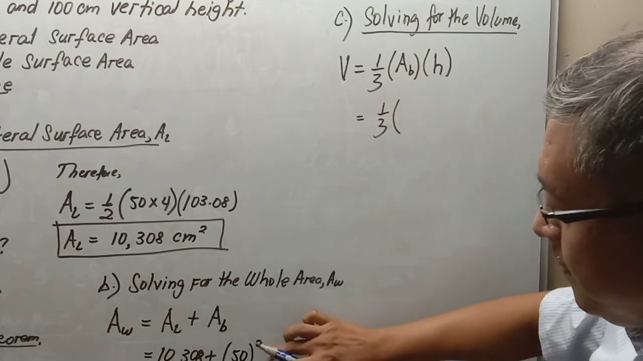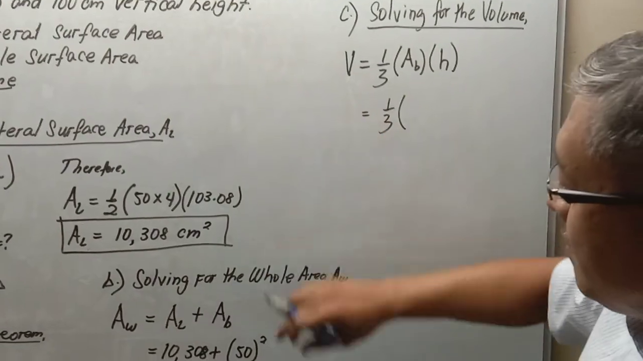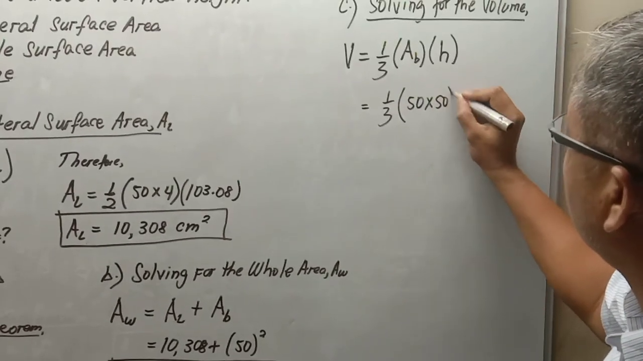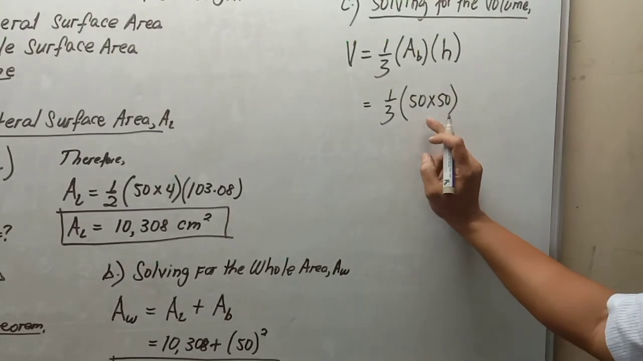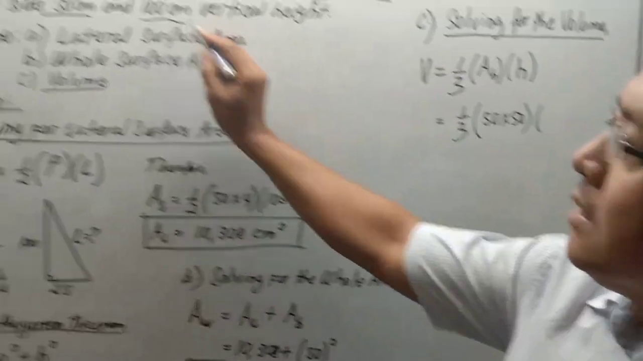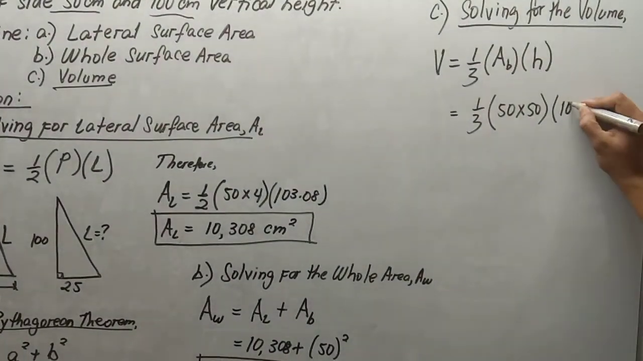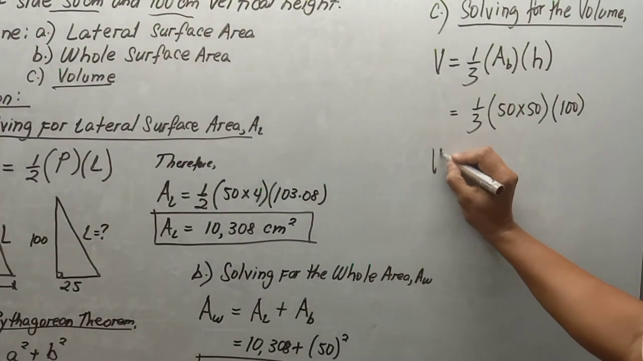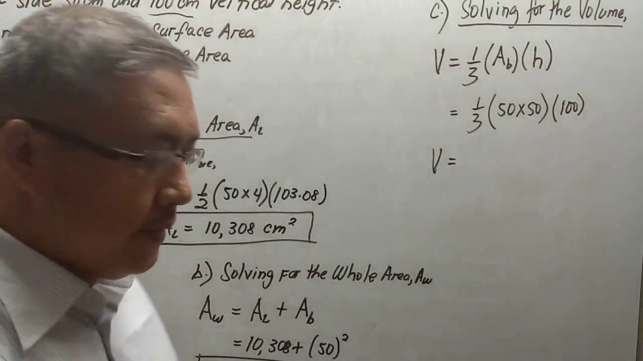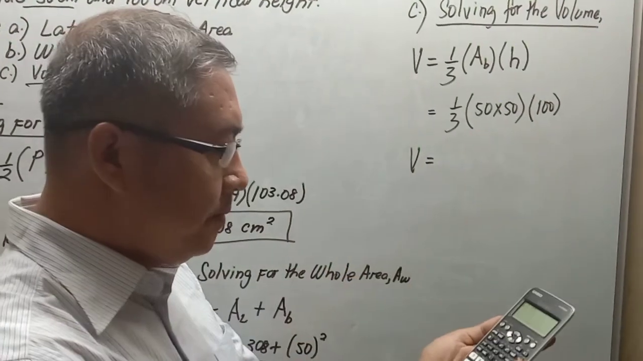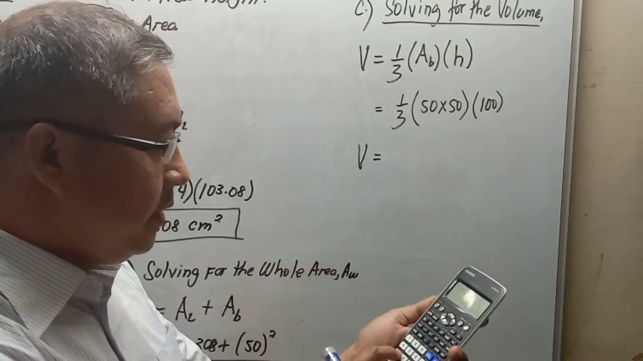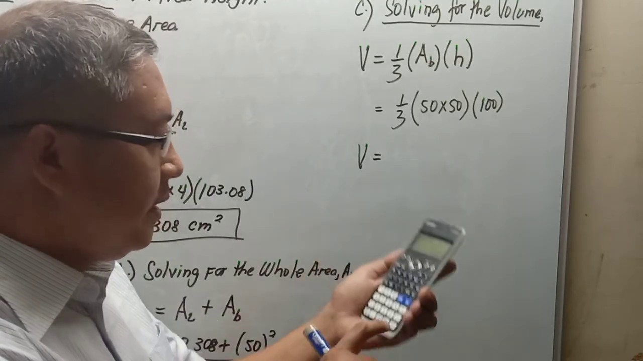This one. Since the side dimension is 50 centimeters, 50 times 50 is the area of the base for a square. Times the vertical height, which is given, how much? 100 centimeters. So 100. So the volume, guys, is equal to how much? Let me calculate. 50 times 50, times 100, divided by 3.